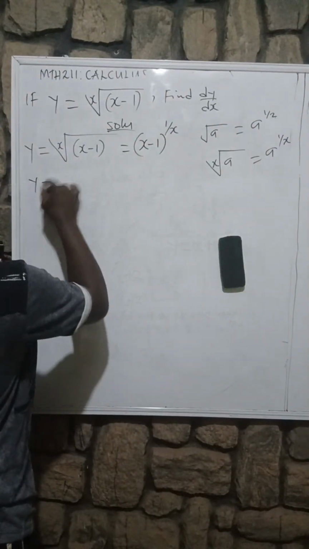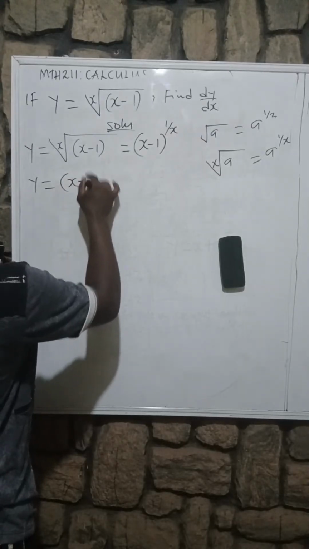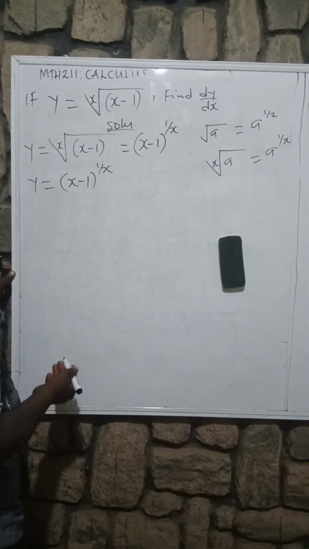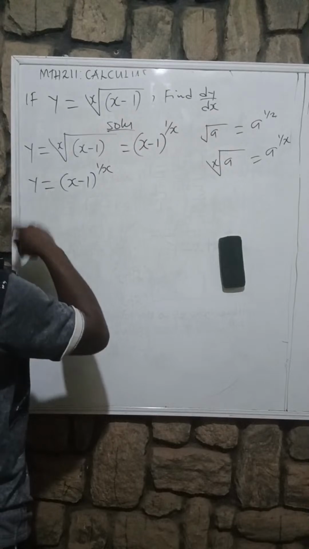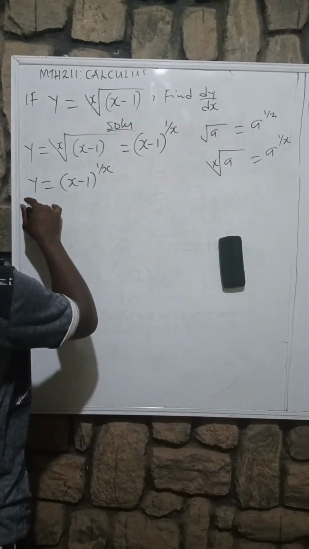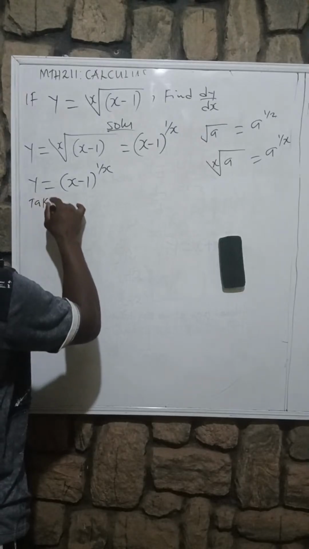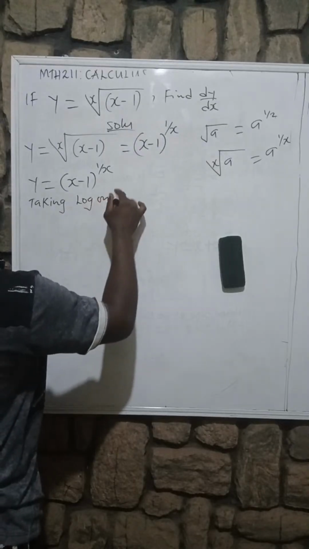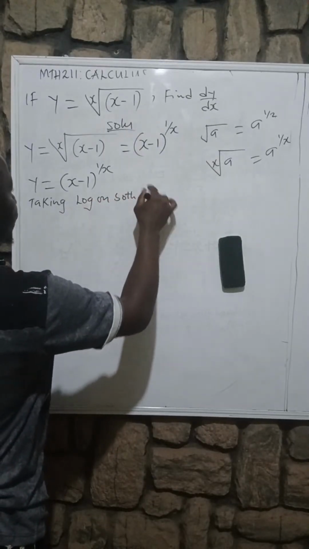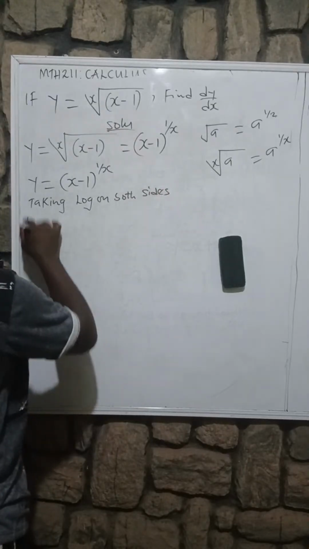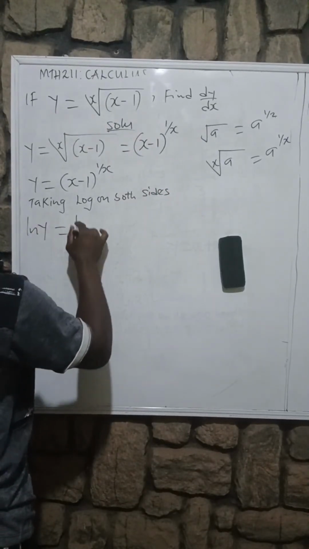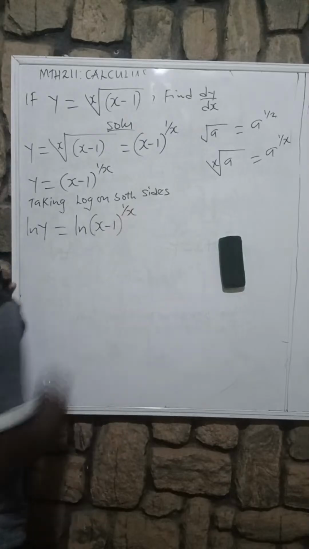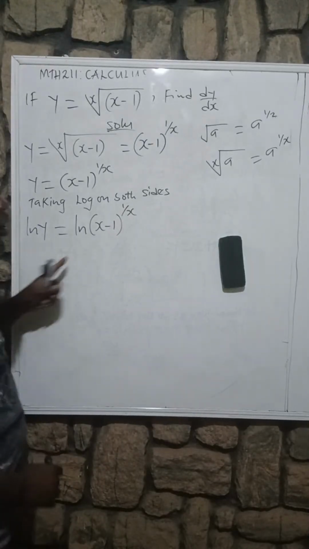So it means our y will now be (x minus 1) raised to the power of 1 all over x. So what are we going to do? We take logarithms on both sides, right? So taking ln on both sides, there will be ln y equals ln of (x minus 1) raised to the power of 1 all over x, right? So which of the laws is applicable?